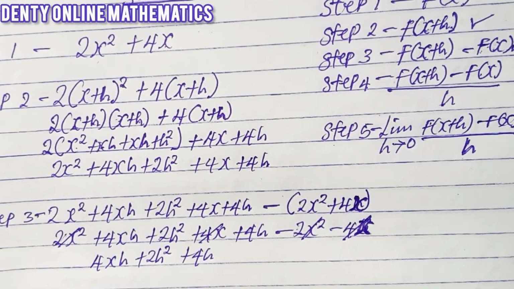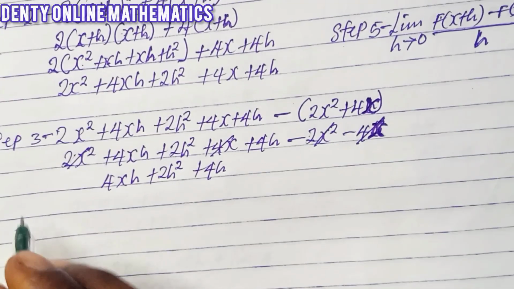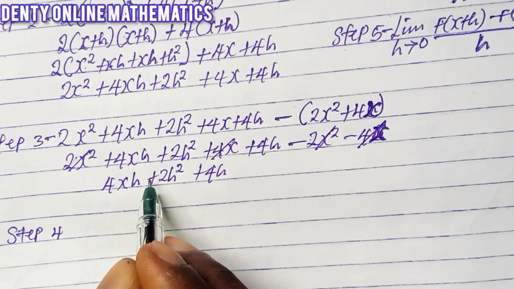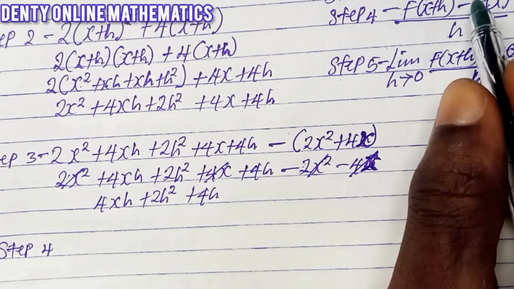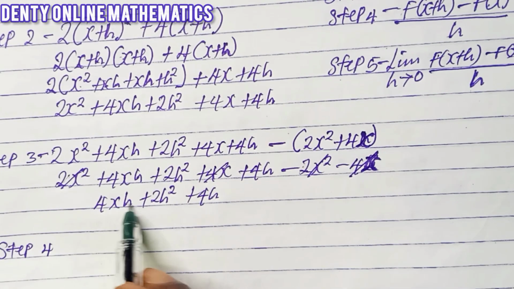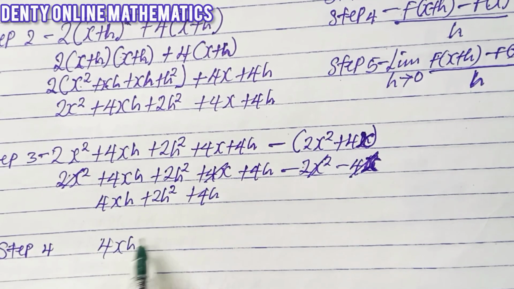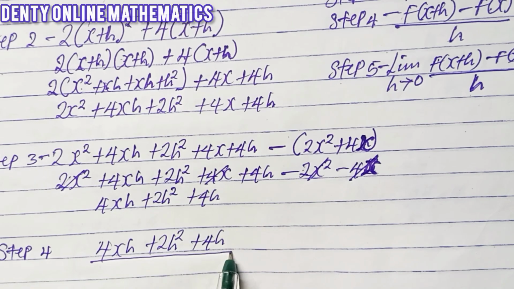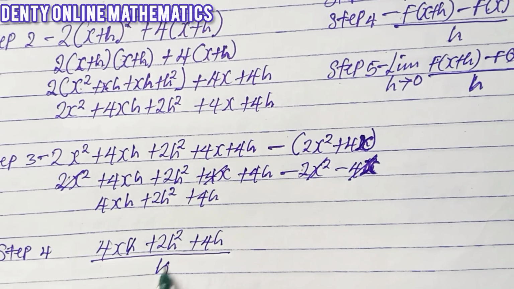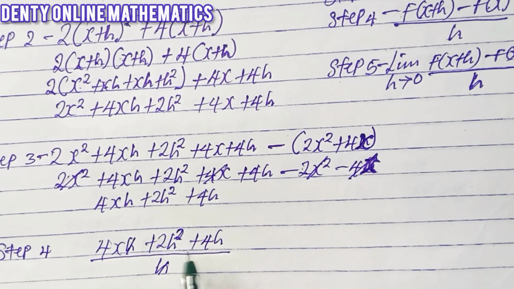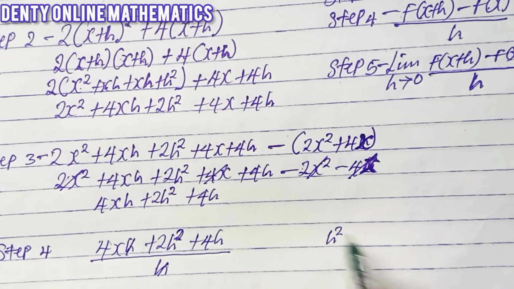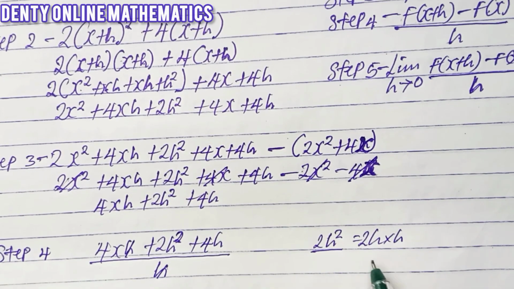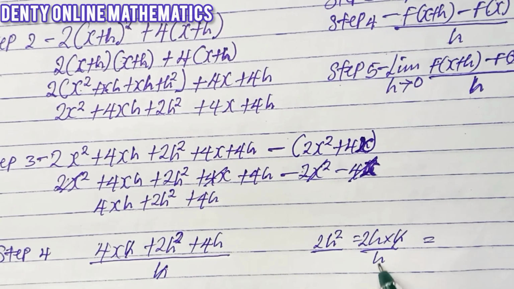So we'll come down here. Now we can say our step 4. We'll bring out everything here since we are dividing by just h. So we are going to bring out 4xh plus 2h squared plus 4h. We divide through all by h. Now h will cancel out here. Since h here is 2h squared, if you have h squared, it's the same thing as h times h. Remember, 2h squared divided by h, it means this will cancel out.